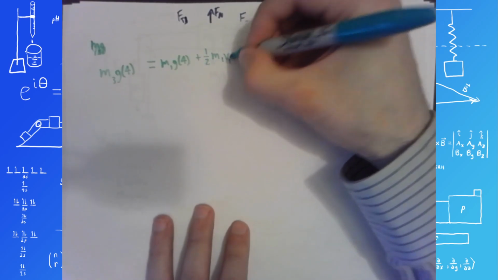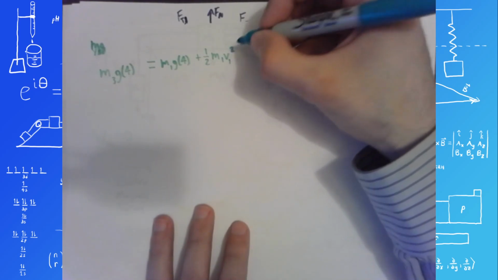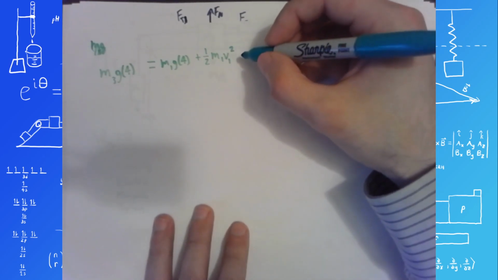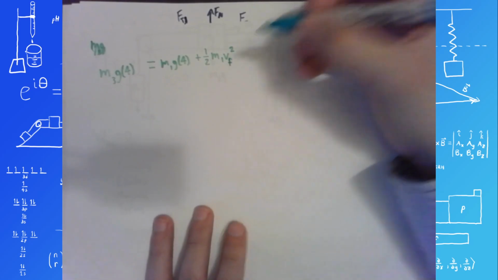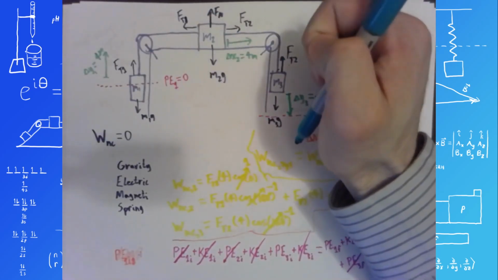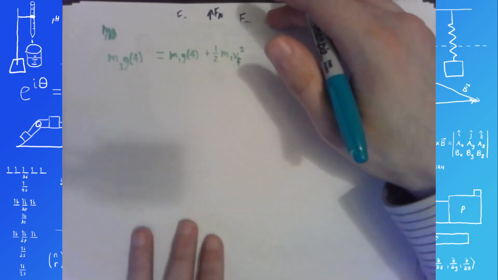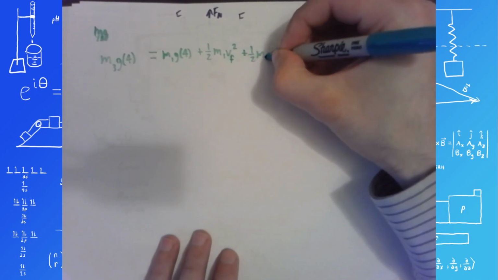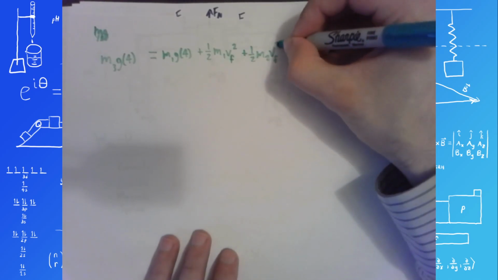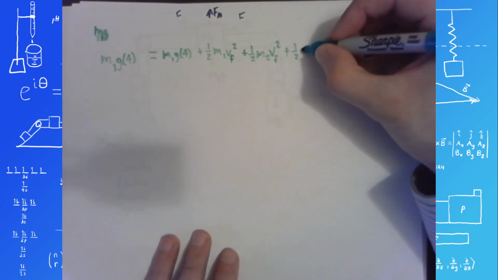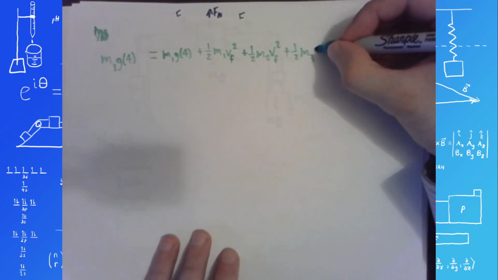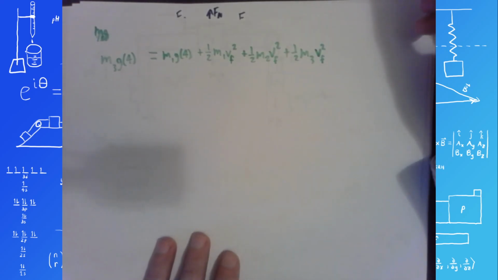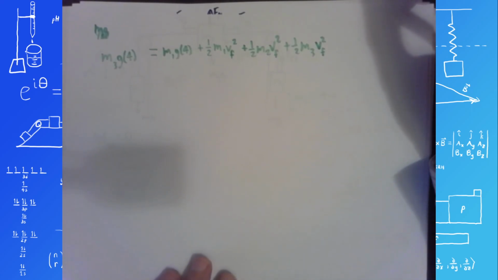m1 v1 final squared. I'll just call it v1 squared because v initial was 0 for all of them. Actually, I'll call it v final squared. All 3 of these objects are going to be moving at the same final speed, so I can just give them all one name and I don't even need to number them. Plus 1/2 m2 times that same v final squared plus 1/2 m3 times that same v final squared. Okay, and v final is what we're trying to solve for.